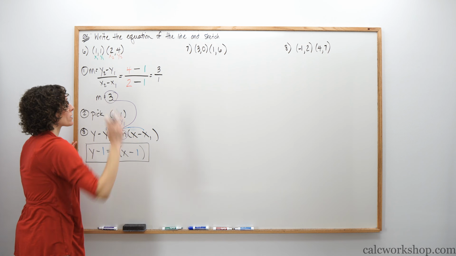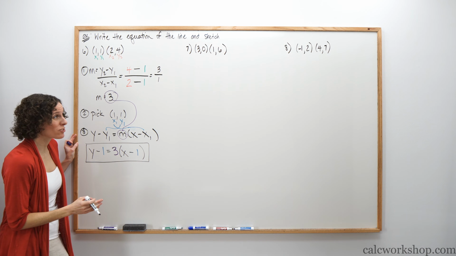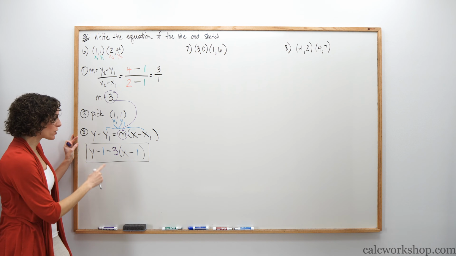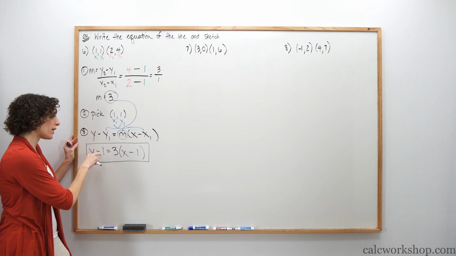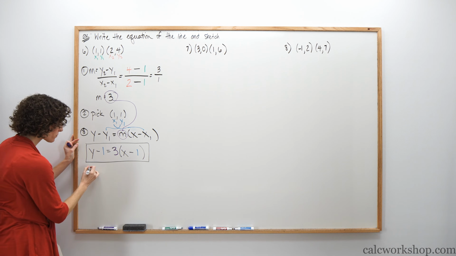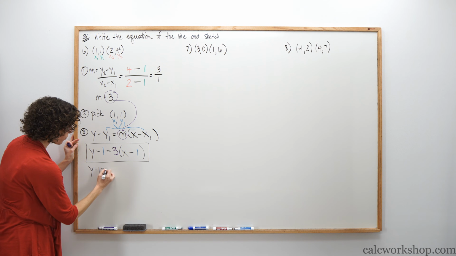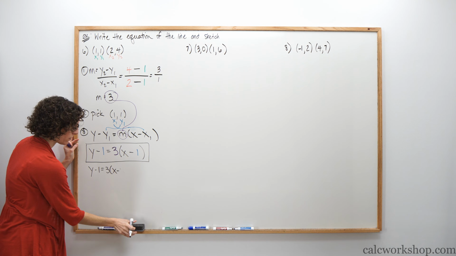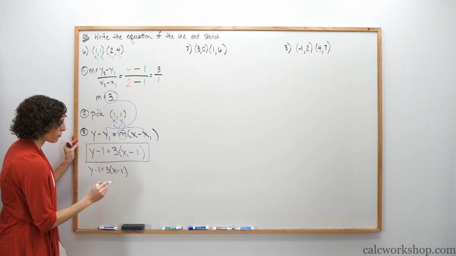So it says write the equation of the line, but we probably want to get this into y equals mx plus b form. So it really comes down to preference. Do you want to distribute the 3 first, or do you want to add the 1 over? It really comes down to your choice. So if we have y minus 1 equals 3 times the quantity x minus 1, I'm going to distribute the 3 first.